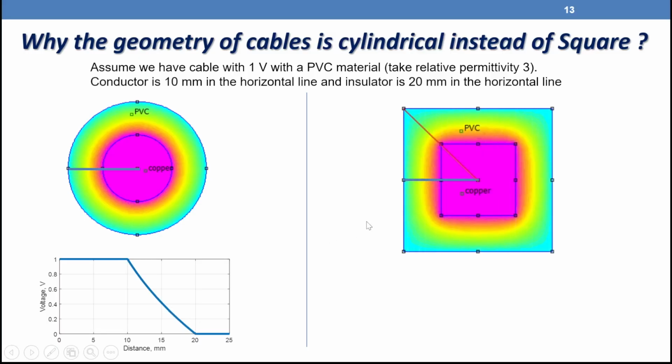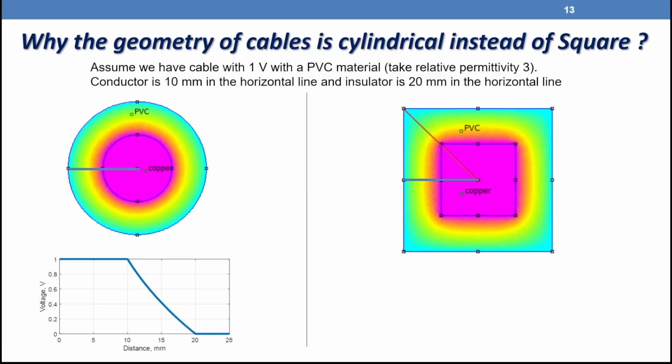So let's look at the square cable. We have the same blue line here, which is identical to this one. And we have another line here, which is the red line. So that one is 10 and that one is 10. So definitely that one will be 10 root 2. And that one will be 20 root 2. If that one is 20 and that one is 20, that one will be 20 root 2. So we don't have one radius for the square cable.